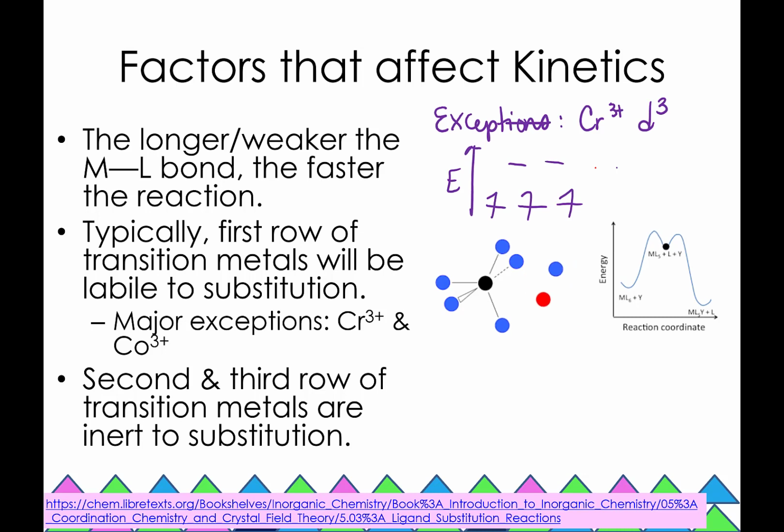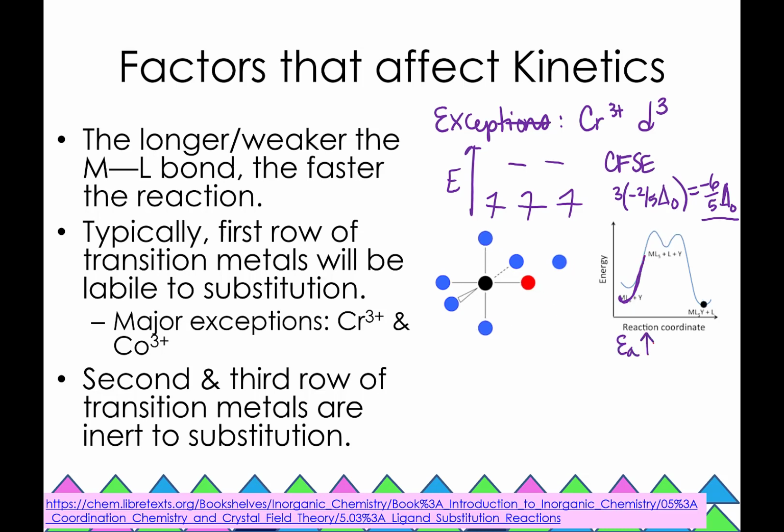So chromium 3+ has a d3 electron configuration. And what that means is that our crystal field stabilization energy is going to be pretty substantial. It's -6/5 delta octahedral. And so because of this increased crystal field stabilization energy, you can think of the starting material as going to be lower in energy. So your activation energy barrier is going to be higher. And therefore it's going to be slower.